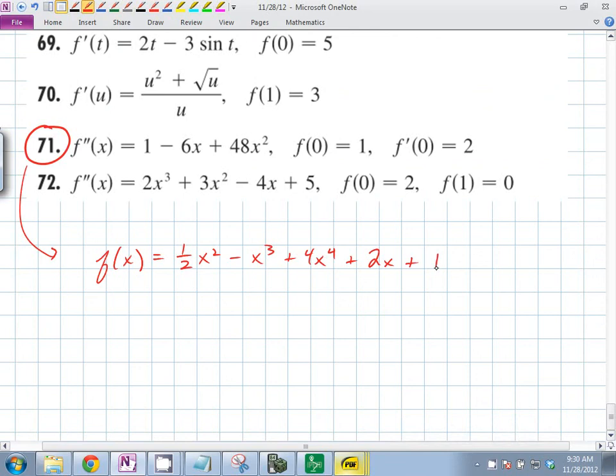Generally speaking, is that how I want their answer written? No. I would like it written as 4x to the 4th minus x cubed plus 1/2 x squared plus 2x plus 1. I want it in descending order.